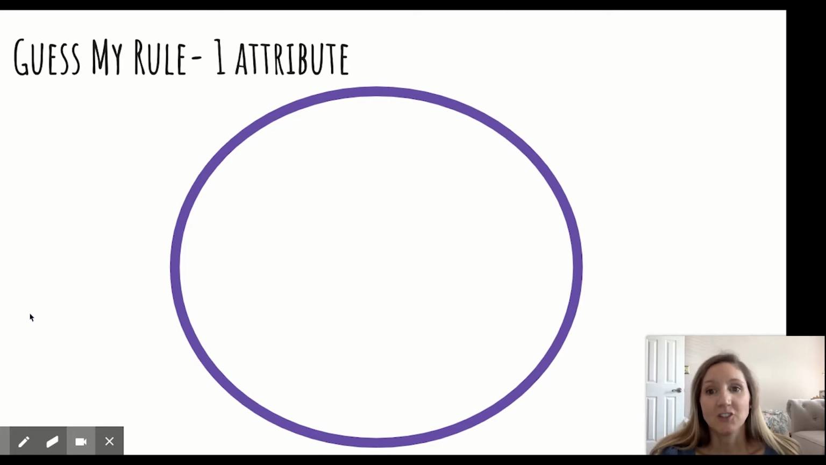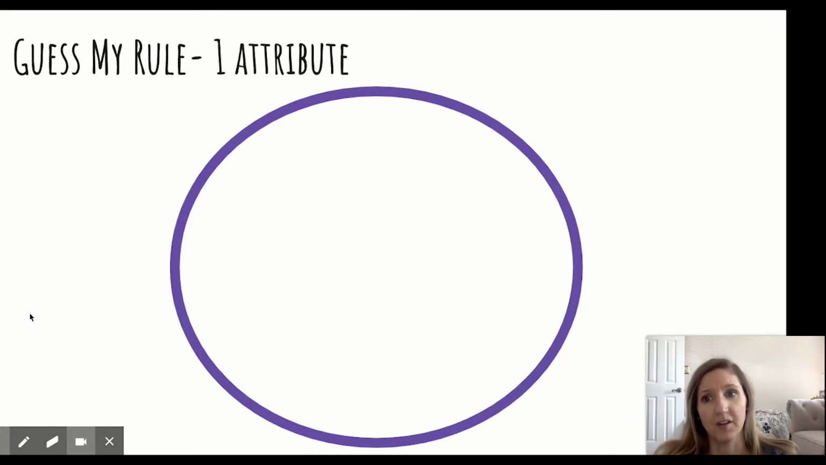Remember, attributes of shaped blocks can be color, size, shape, and thickness of outside lines. For this game, I will be the rule creator, and I will think of a rule in my mind using shape attributes. Some examples of rules could include, I could be thinking that the rule is that all the shapes have to be blue. Or my rule could be that all the shapes are squares.